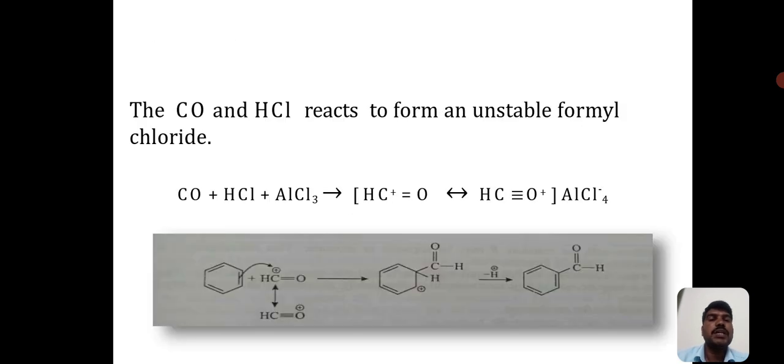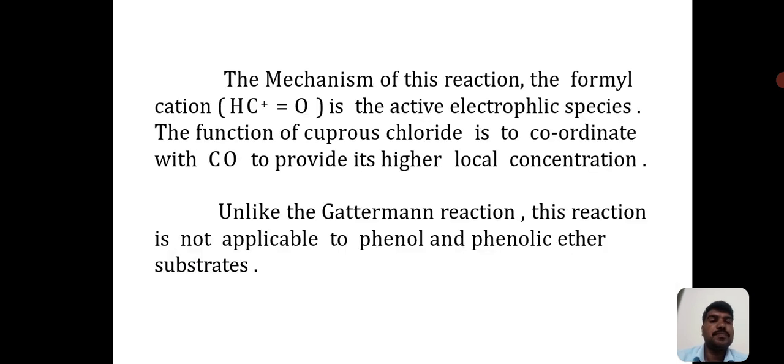The carbon monoxide and HCl react to form an unstable formyl chloride. In this reaction, carbon monoxide, HCl and aluminium trichloride are involved to form the unstable formyl chloride. The mechanism of this reaction: the formyl cation is the active electrophilic species. The function of cuprous chloride is to coordinate with the carbon monoxide to provide its higher local concentration. Unlike the Gattermann reaction, this reaction is not applicable to phenol and phenolic ether substrates.